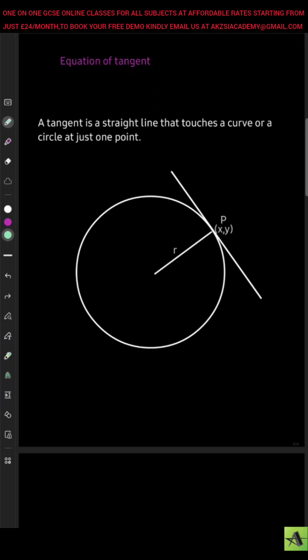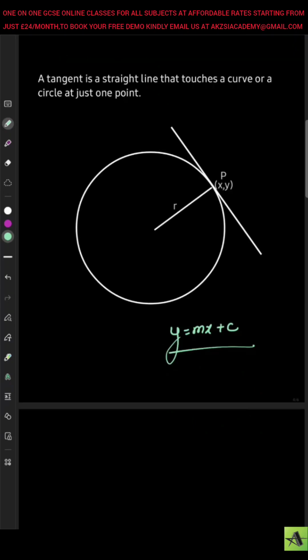Since a tangent is a straight line, if I want to calculate the equation of this tangent, it has to be in the form of y equals mx plus c. It doesn't matter if your straight line is a tangent or whatever it goes by the name. If it's a straight line, the equation is always in the form of y equals mx plus c. So to find the equation, all we need to do is find the value of the gradient and c, and we'll find the equation of the tangent. In this case, for the circle, we have to keep in mind a few things. Let me see how we can find the equation.